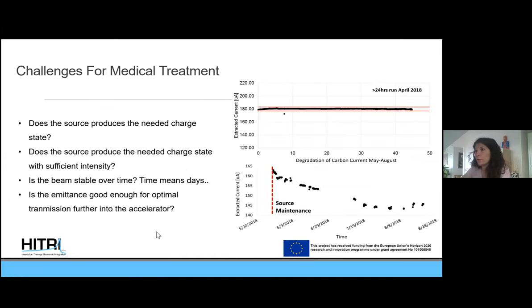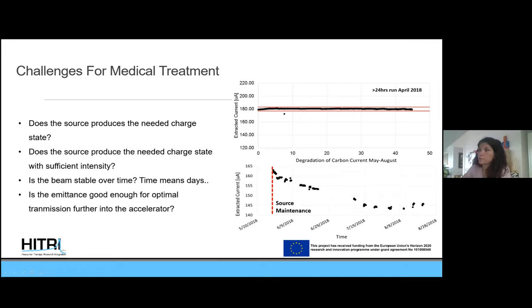And yes, for the medical treatment, as I say, we look at stability. So how does it translate? We really need ion sources that are stable over months. Here you can see, for example, the extracted current from our carbon 4+ source over 24 hours. But we also monitor it over the long term, and you can see how the intensity degrades. So you will always need to recorrect your source set point to basically keep the same intensity.